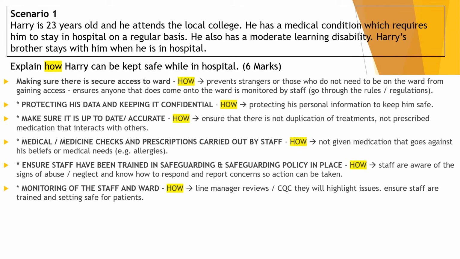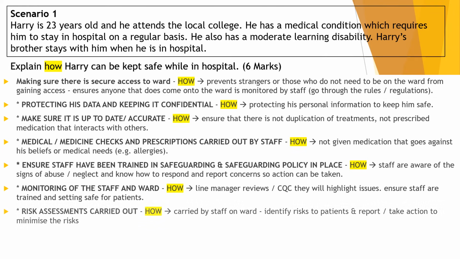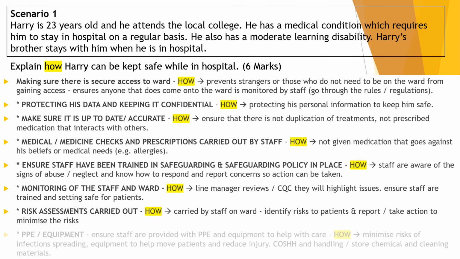You might want to talk about monitoring the staff. So one way to keep Harry safe is to ensure the staff are monitored, and that would be through line manager reviews and CQC checks. And again, this is all done to make sure the staff are trained, they're doing their job properly, and they're keeping patients like Harry safe. A risk assessment is a nice easy way to keep someone safe. Again, how is that going to keep him safe? If it's carried out on the ward, they identify risks to patients or to Harry. They can take action to reduce and minimise risks.